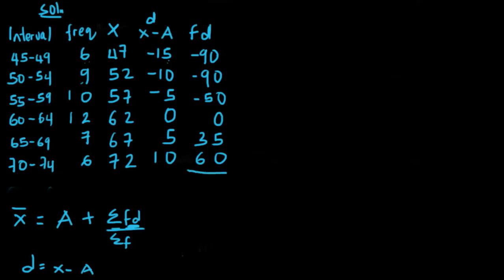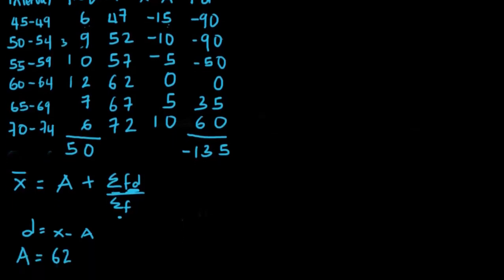That means we add everything under the fd column. You have to be very careful here because we have negative signs as well as positive signs. Minus 90 minus 90 is minus 180. Minus 180 minus 50 is minus 230. Minus 230 plus 35 is minus 195. Minus 195 plus 60 is minus 135. Do you get this? Now we add up the frequencies: 6 plus 9 plus 10 plus 12 plus 7 plus 6 is 50. Now we can calculate the mean.